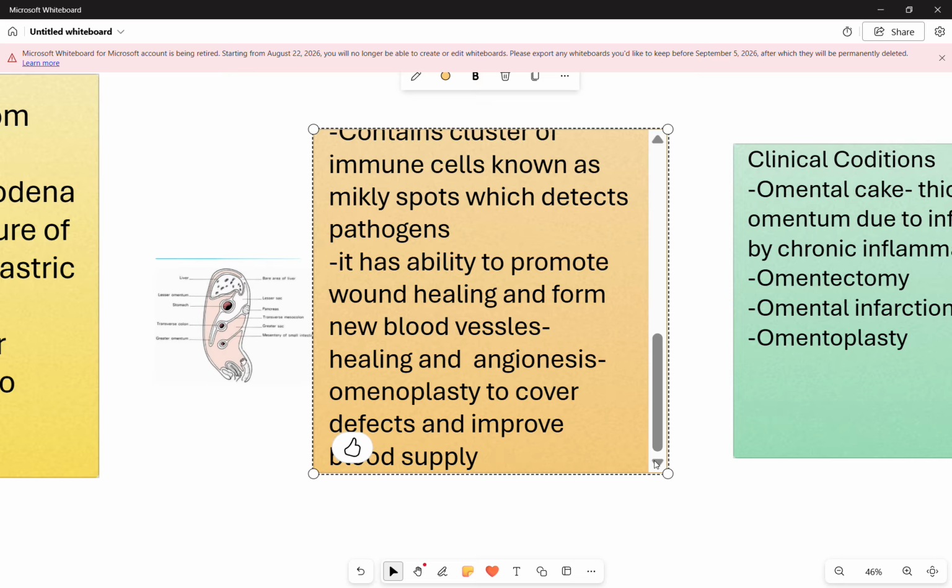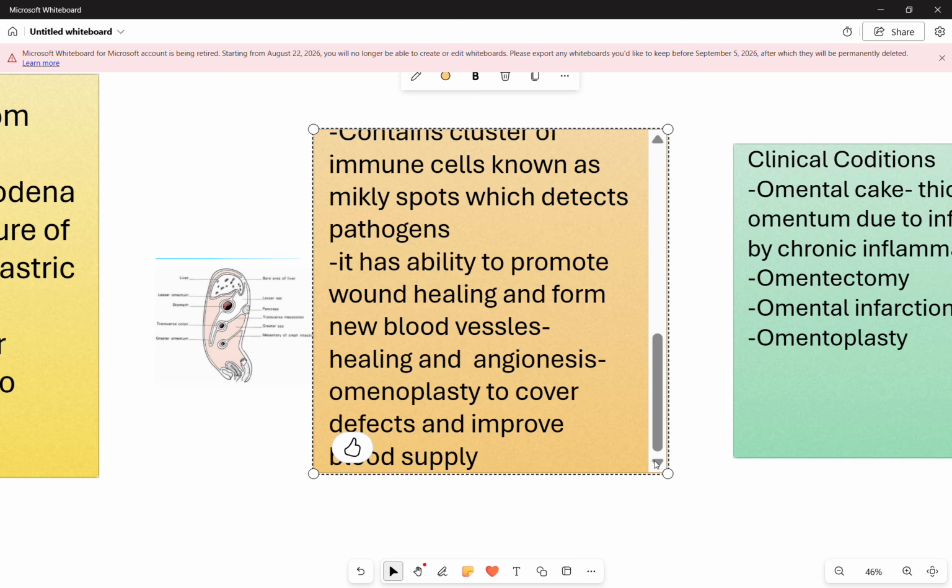So these are the important functions of the omentum. Number one, acting as a shock absorber, preventing external injuries going inside the abdomen. Number two, as a fat reserve for adipose tissues. Number three, playing a part in immunity because of the milky spots which can arrest the pathogens. And number four, omentoplasty, where you can use a segment of the omentum to cover a defect.